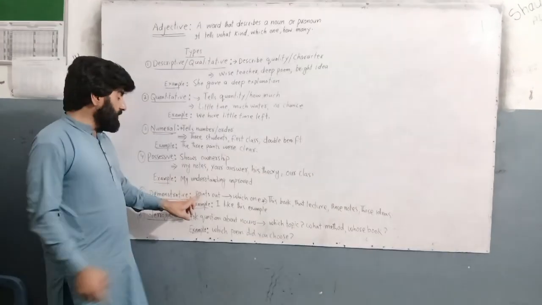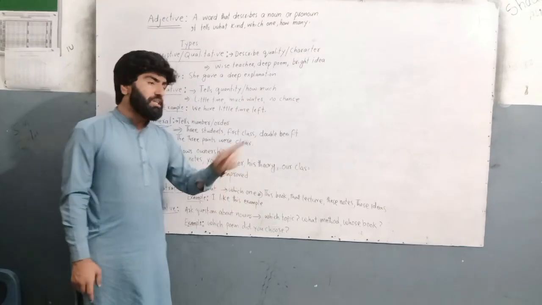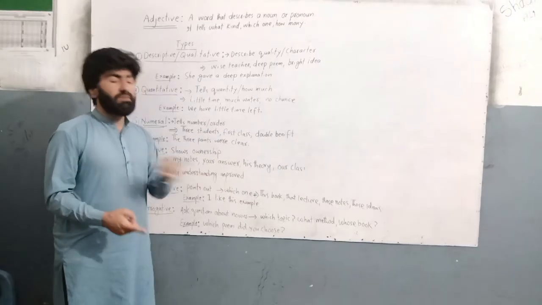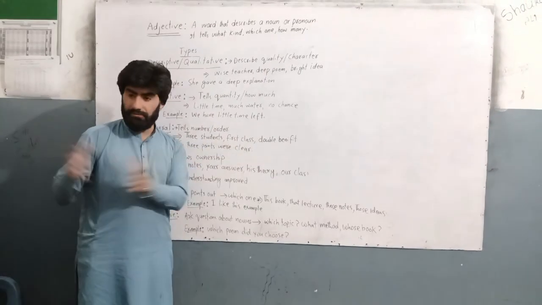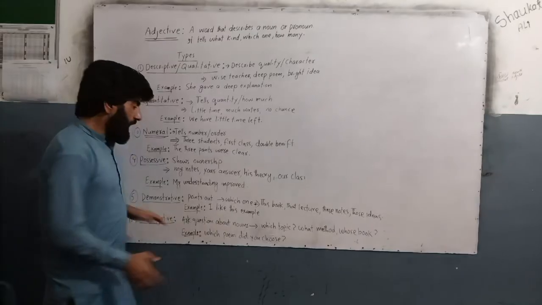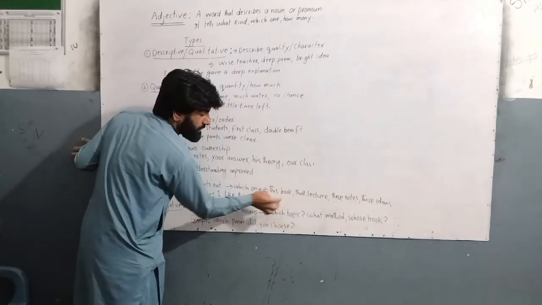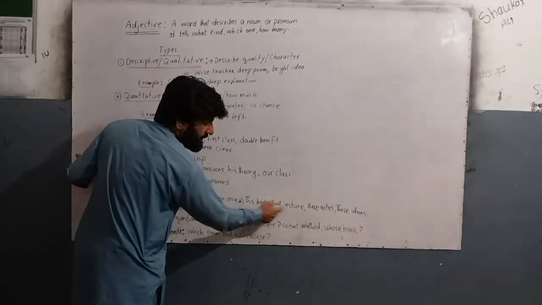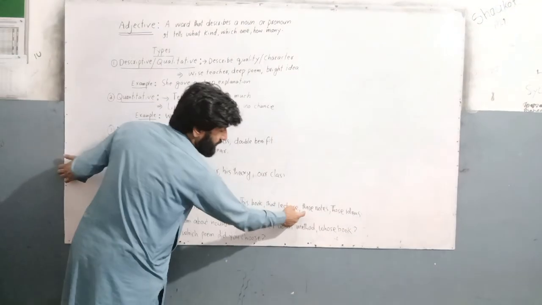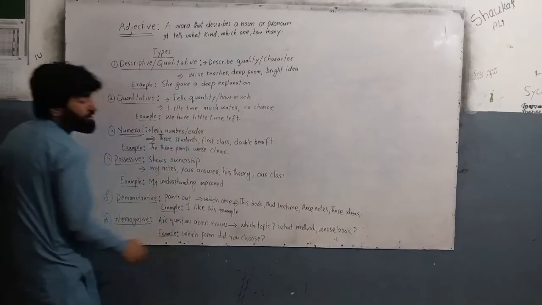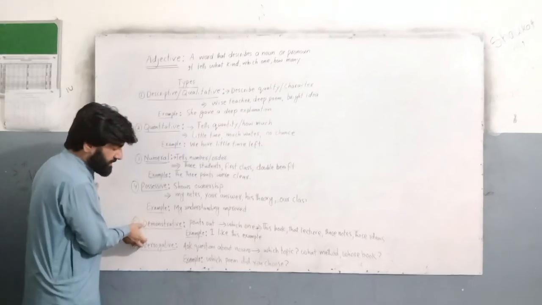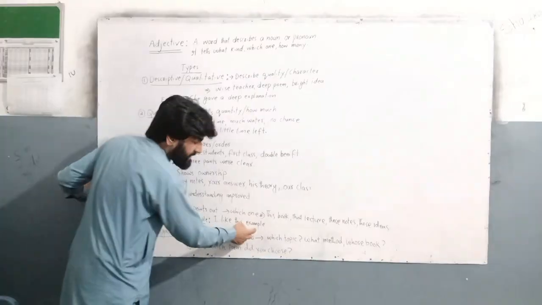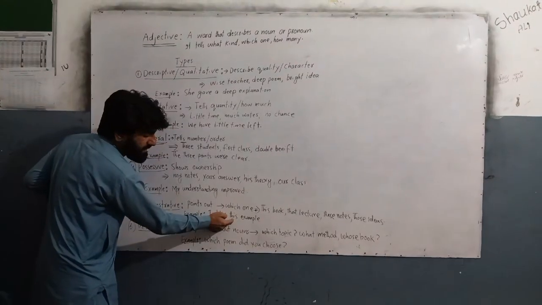Demonstrative adjectives are used to point out something. Near thing, far thing. Near person, far person. Near place, far place. In that way I can use book, this book. Now the word this is a demonstrative adjective. That lecture. This is a demonstrative adjective. These notes, those ideas. So these, those, this, that, these words are demonstrative adjectives. For example, I like this example. So the word this is used here as a demonstrative adjective.